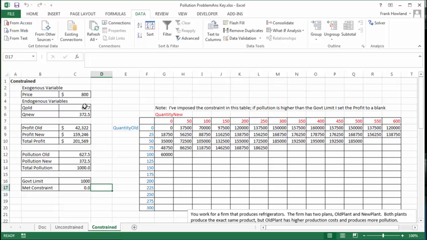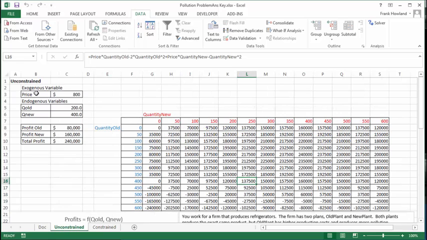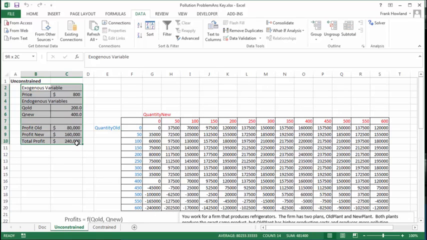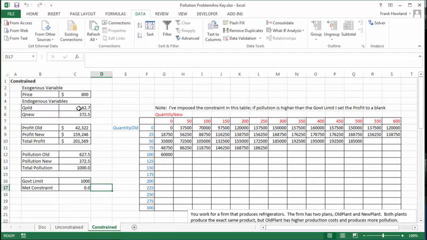Well, basically we've got the same setup as before, right? We've got exogenous variables, endogenous variables, exogenous, endogenous, etc. And we can get, just to show you the exact same outcome, right? 200, 400, great, okay? And now we have to take into account the amount of pollution we've got.